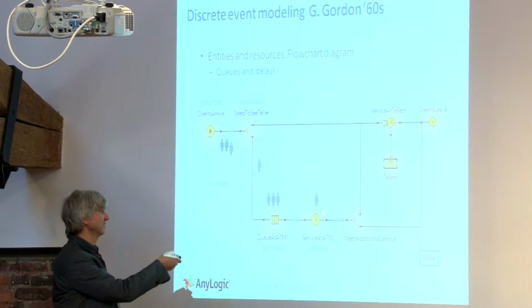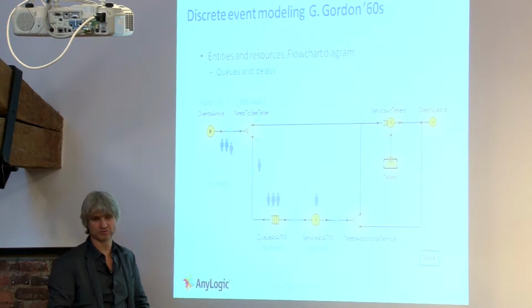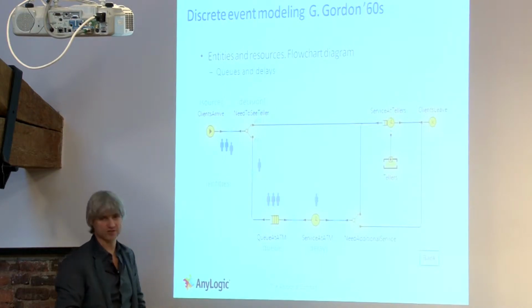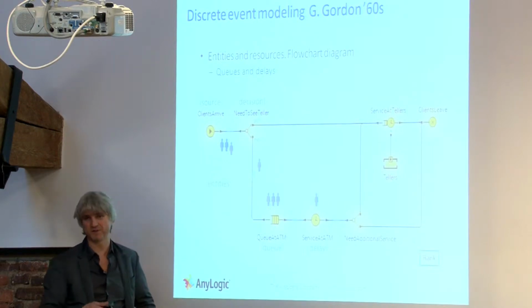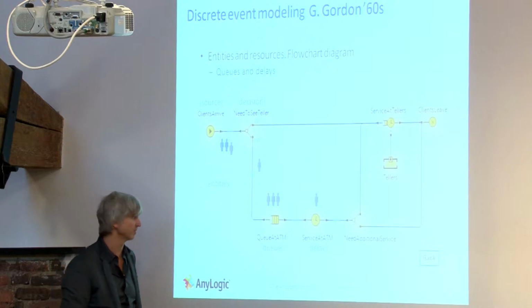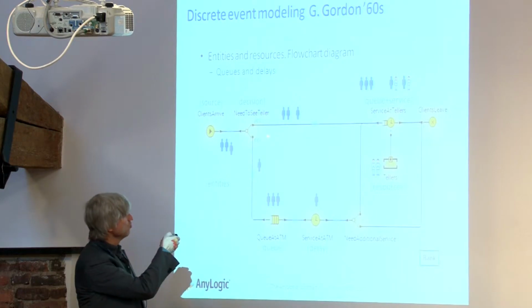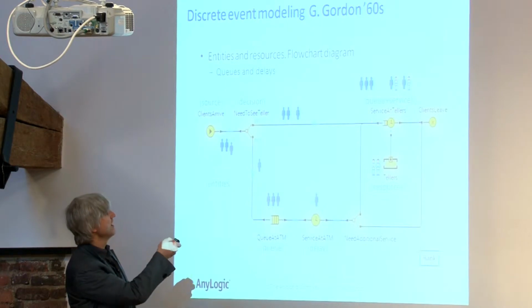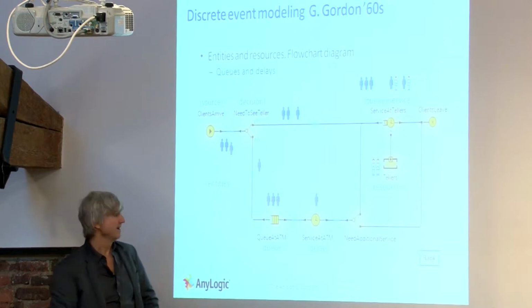So as long as using the ATM consumes a certain time, it's not instant, we will observe occasionally people queuing to the ATM. So delays, time delays, and queues are other fundamental elements of discrete event modeling. And those people who go to be serviced by tellers will also be queuing because there's a limited number of tellers serving them.